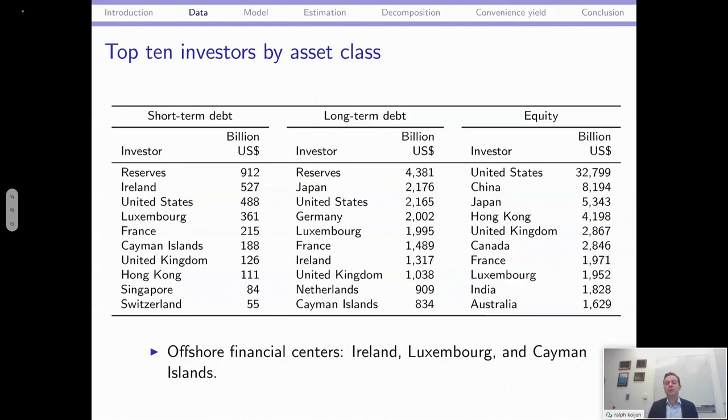in the different analyses that we do. The third observation is that, again, in particular for short and long-term debt markets, you see that financial centers are quite important. So you see Ireland, Luxembourg, and Cayman Islands as important pass-throughs and financial centers that play an important role in the global financial system.